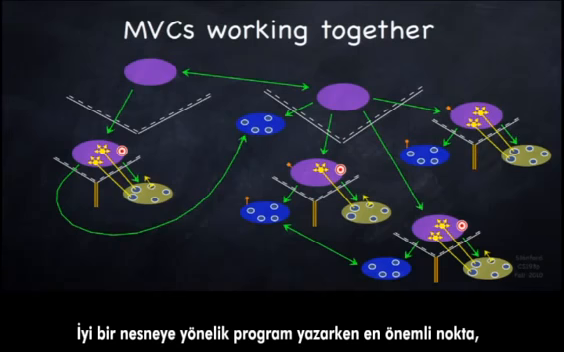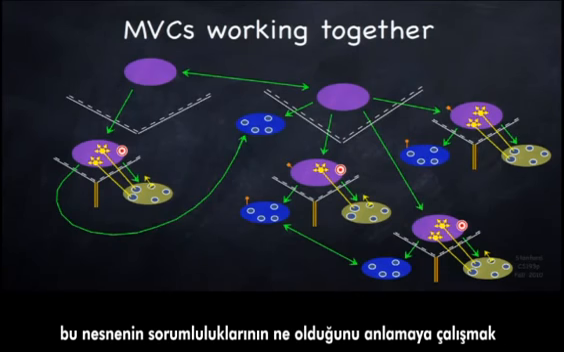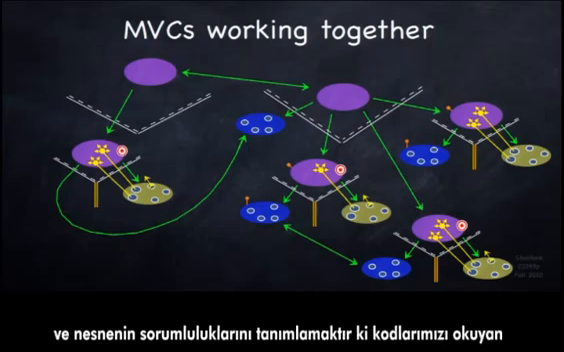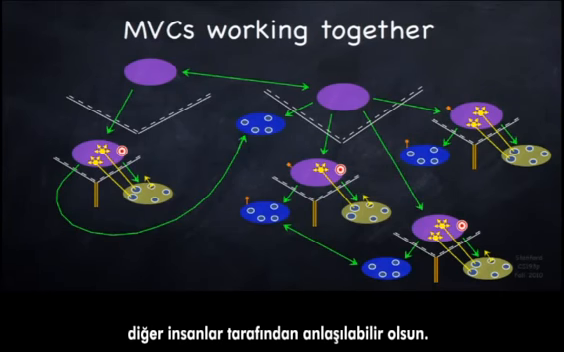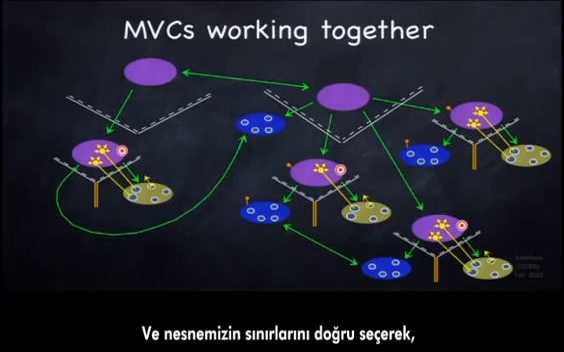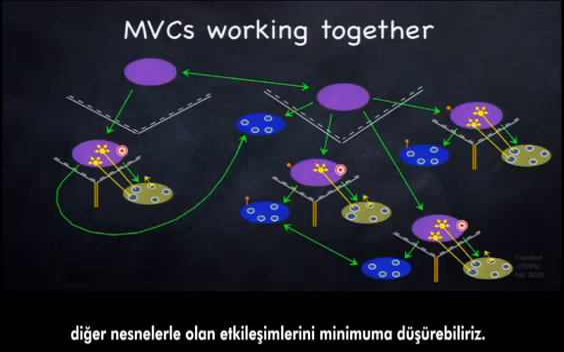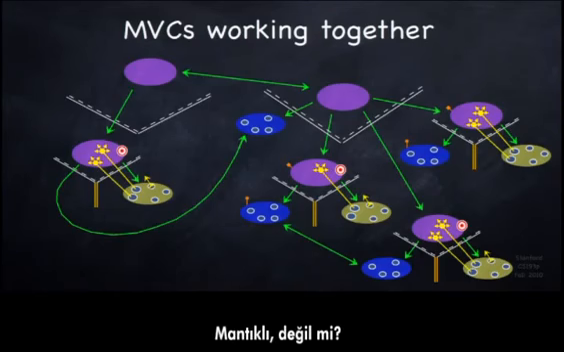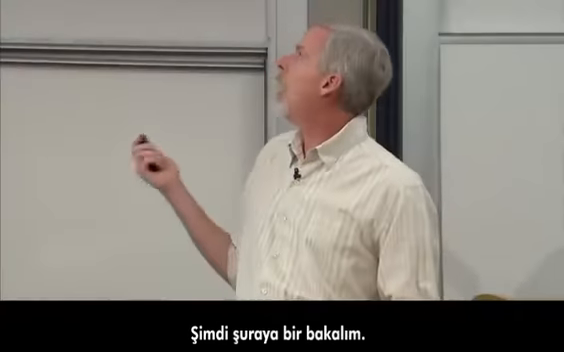Okay? That's why when we write good object-oriented code, the most important thing we're trying to understand is what's the responsibility of this object. And we're trying to define an object's responsibility so that it's understandable to other people reading our code. Okay? And if we pick our object boundaries correctly, the amount of interaction it's going to have with other objects is going to be pretty minimal. Does that make sense? So we're trying to get to here.